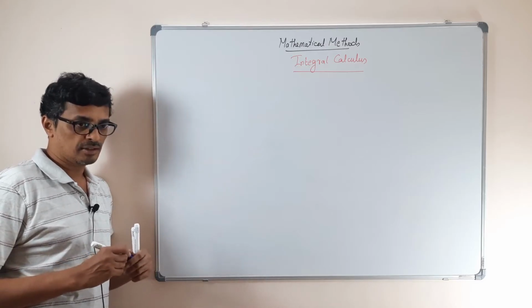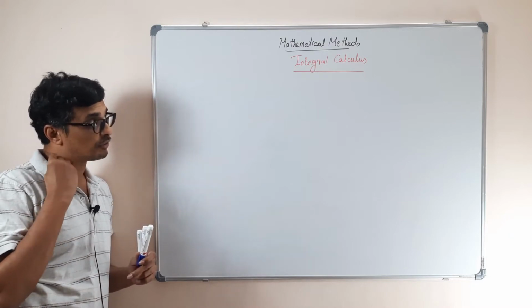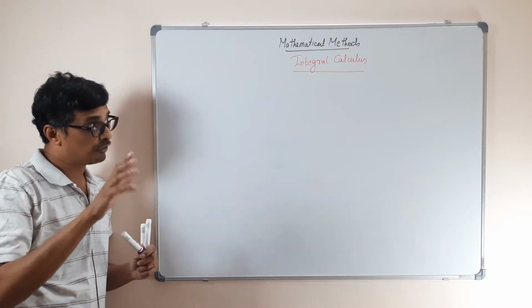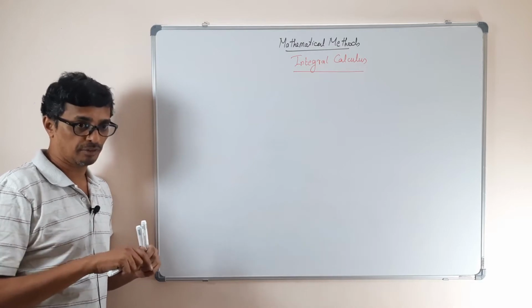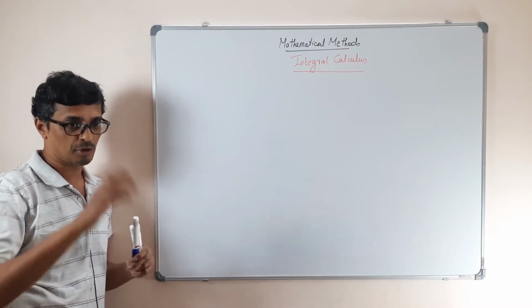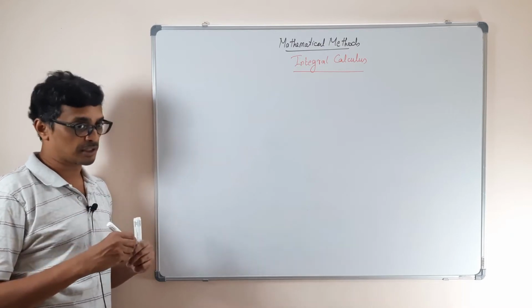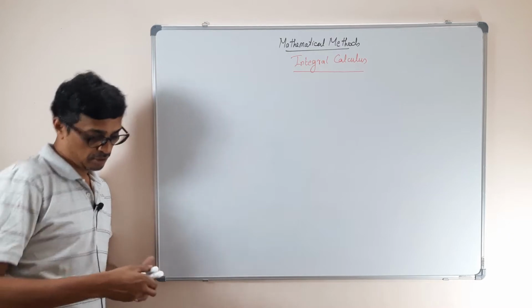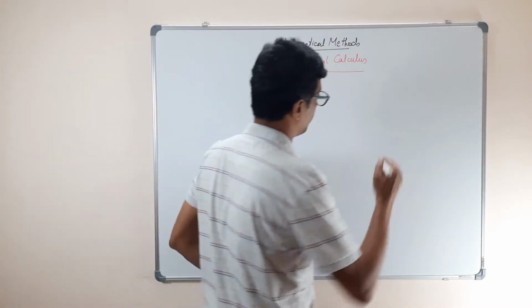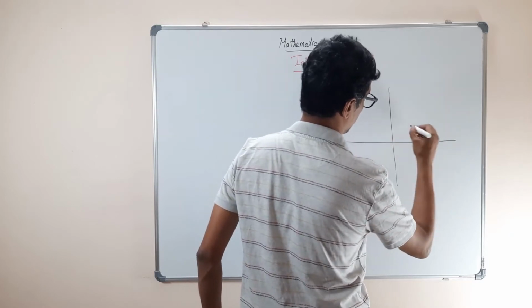In the previous class, what did we see? Differential calculus. We saw the derivative, differentiation of a function. Then we found some properties of differentiation, and we also saw the differentiation of some functions.